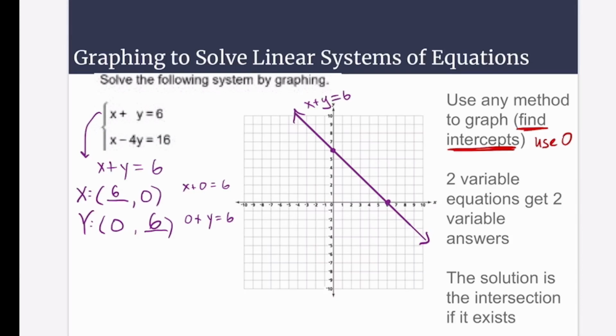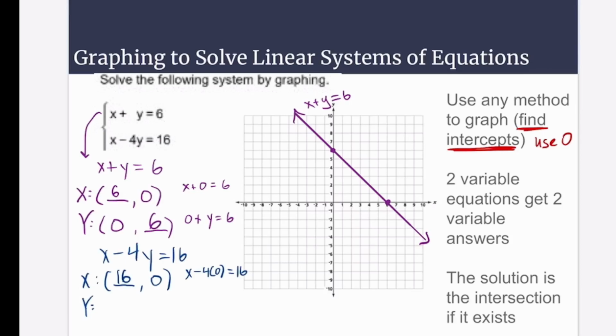And now I'll do the second one. x minus 4y equals 16. Same thing, I'm going to find the x-intercept. So I'm going to look for x when y is 0. If y is 0, I get x minus 4 times 0 equals 16. Well, 4 times 0 is 0. So our x value is going to be 16.